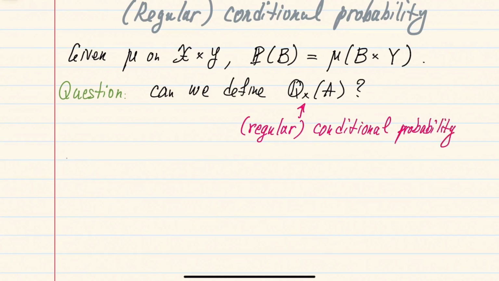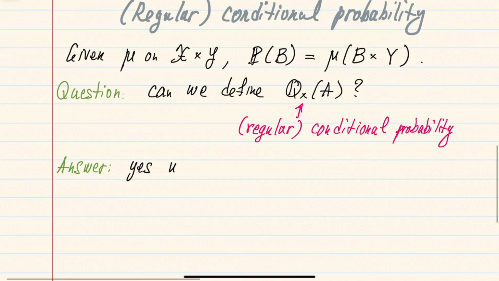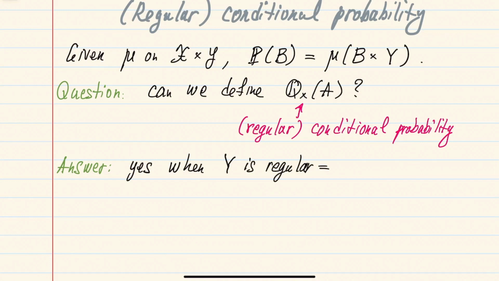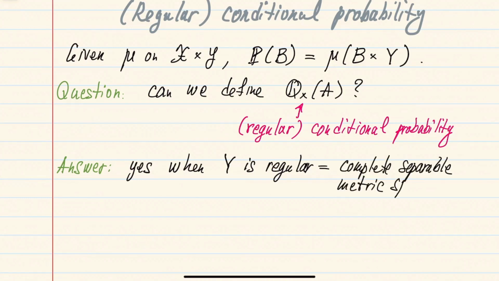And the answer to this question, which will be the main result of this section, is that indeed you can construct such a transition kernel in the case when this second space Y is regular. And regular means that it's a complete separable metric space. And of course, in this case, the sigma algebra is just the Borel sigma algebra.